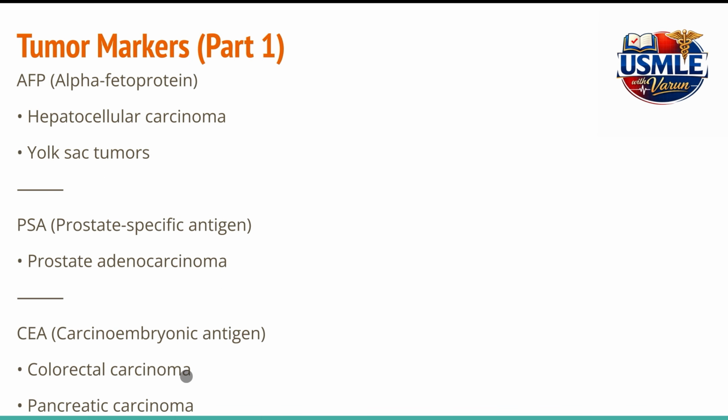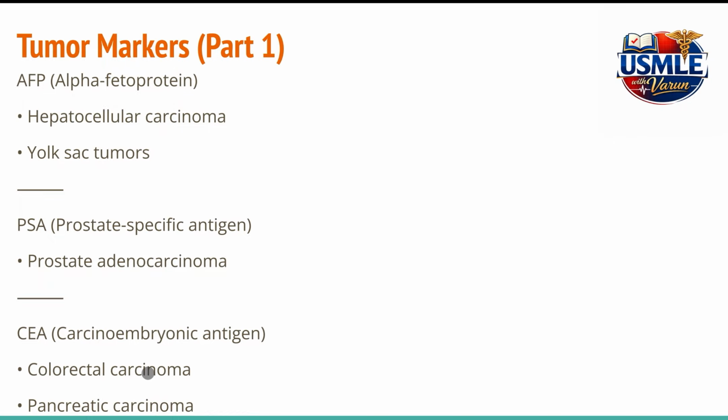Now let's discuss a few tumor markers. One of them is alpha fetoprotein, which is normally produced during fetal development. So in adults, the elevation of alpha fetoprotein suggests the possibility of liver cancer or certain germ cell tumors like yolk sac tumors. The other one is prostate specific antigen or PSA, which is used to monitor cancer, whereas CEA or carcinoembryonic antigen is associated with cancers of the colon and pancreas.